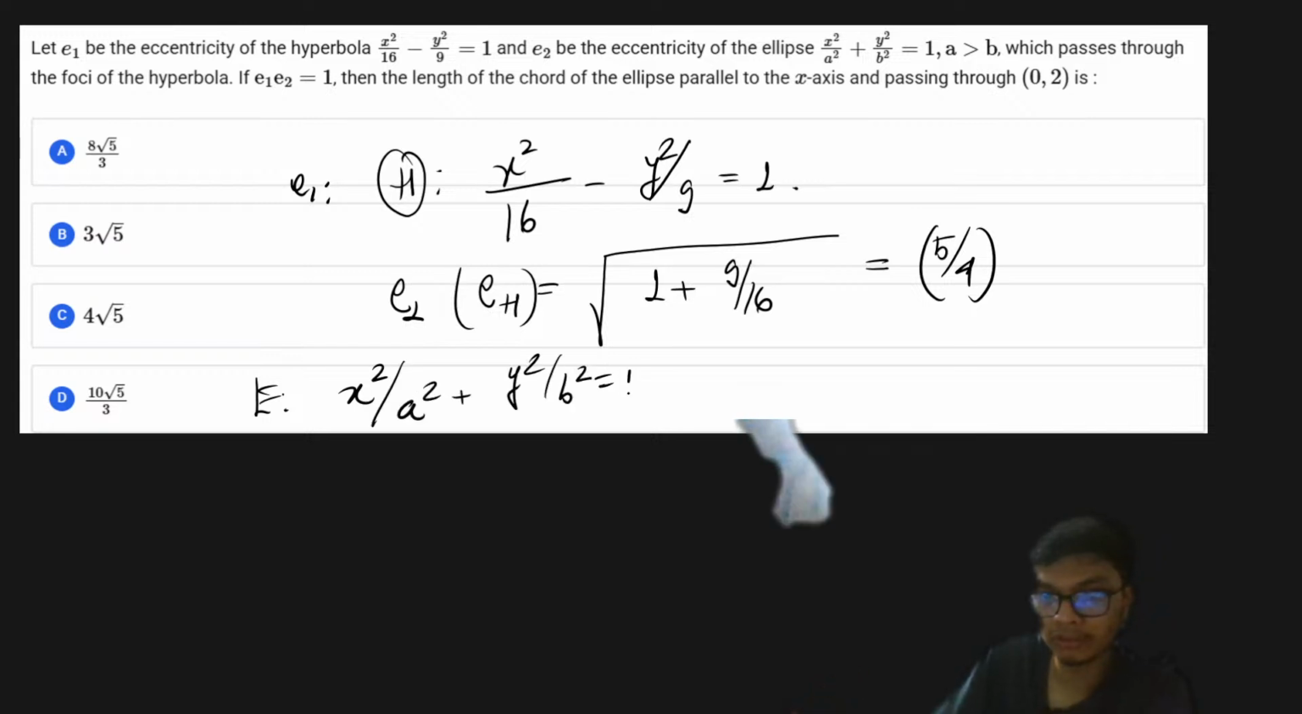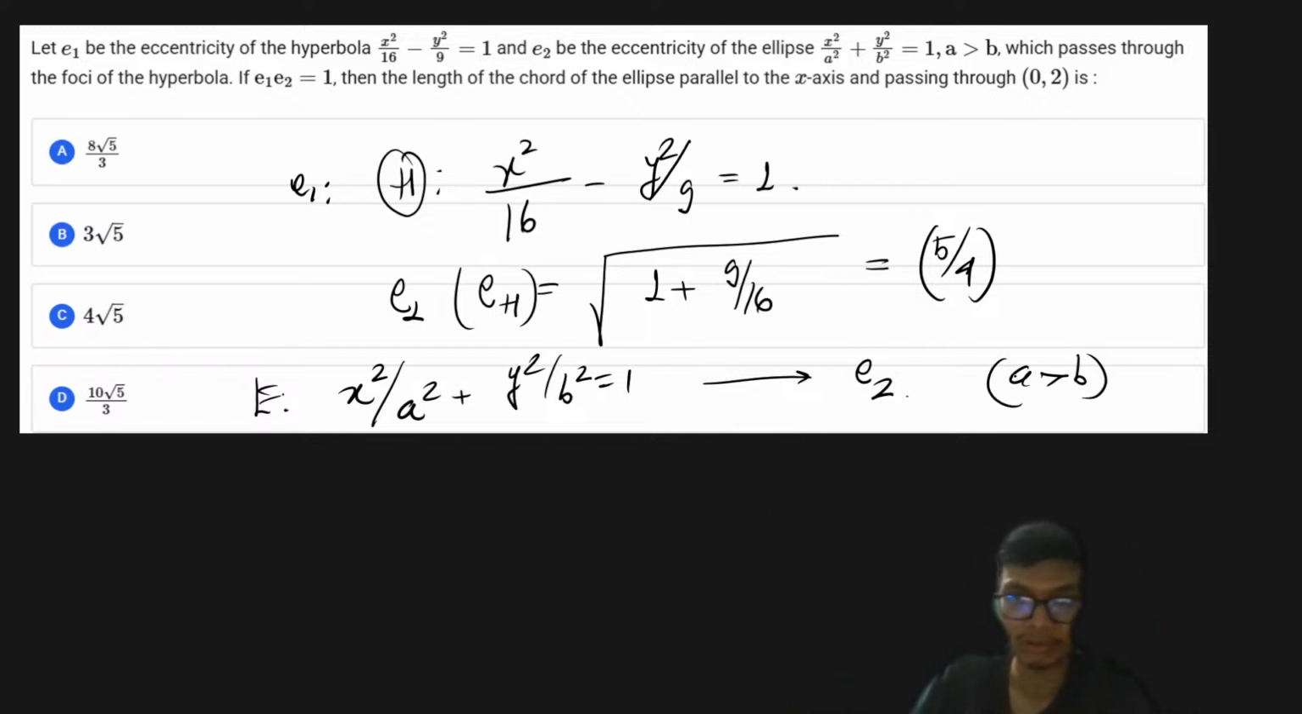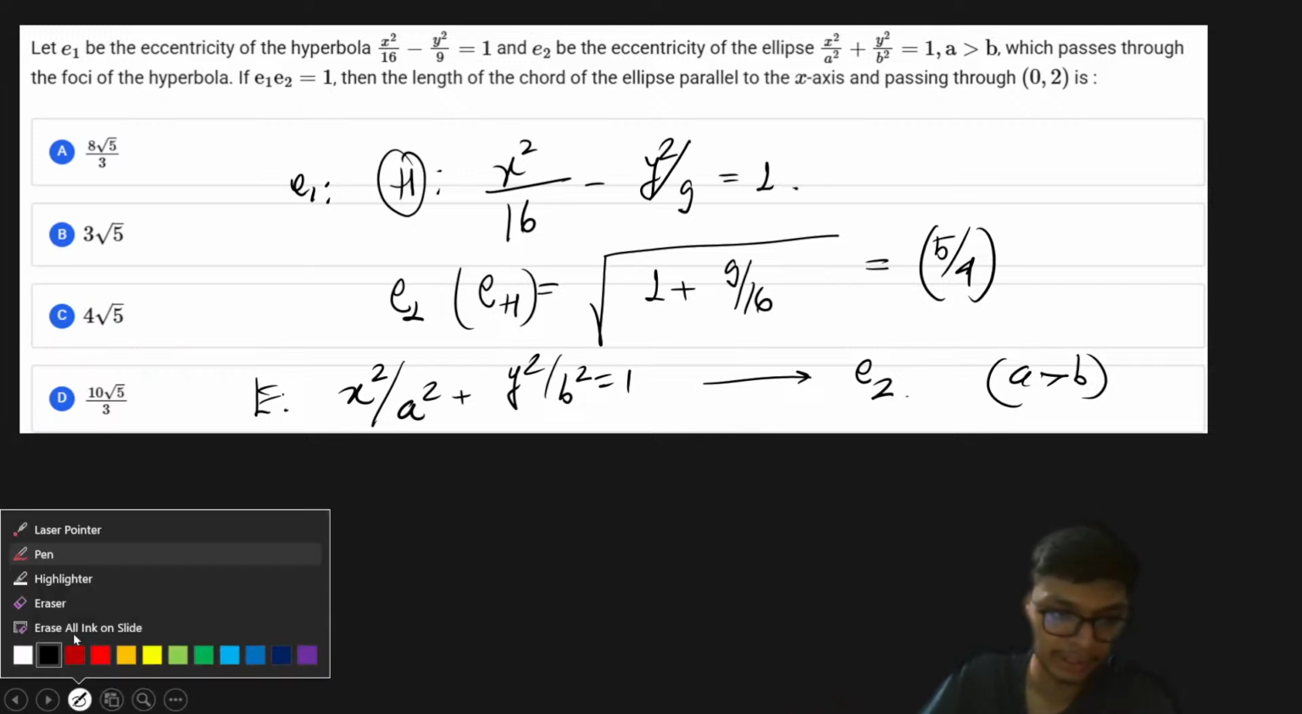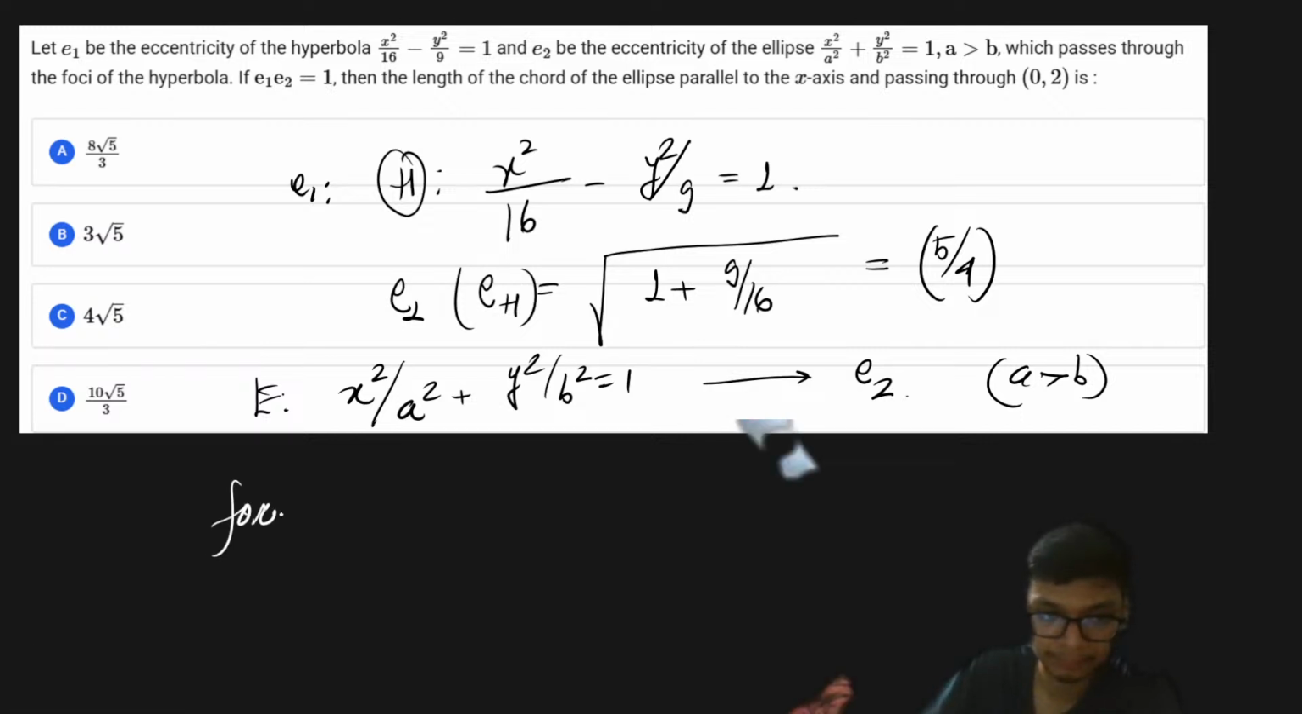Similarly, the ellipse equation is given as x square upon a square plus y square upon b square equal to 1. For this case the eccentricity is given as E2, and it is said that a is greater than b, so it is very clear that the x-axis is going to be the major axis for this ellipse as well. Now it is said that this ellipse will pass through the foci of the hyperbola. So let us try to find the foci of the hyperbola.